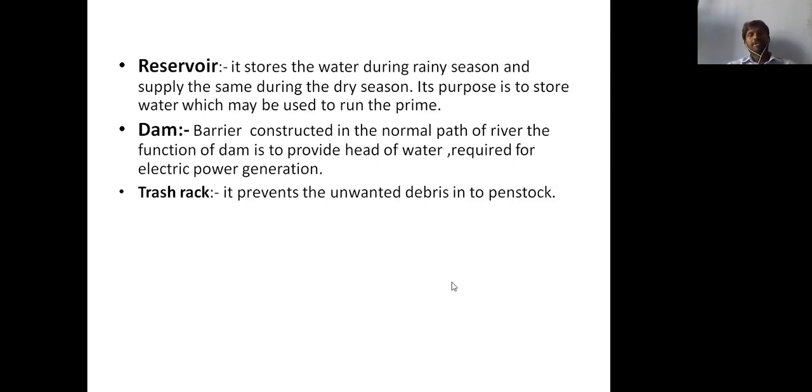Third one, trash rack. It prevents unwanted debris from entering the penstock. The dam and the power station are connected by the penstock, and water flows in the penstock. The trash rack prevents unwanted particles, dust, animal bodies, trees, and some equipment from entering the penstock. It is called the trash rack.